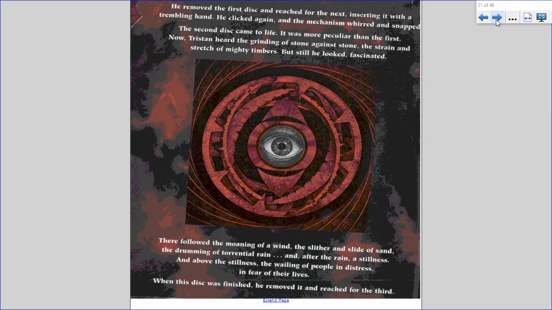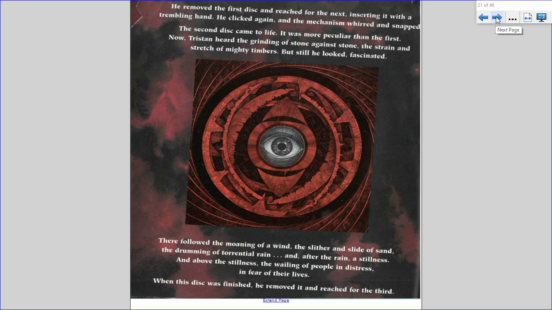He removed the first disc and reached for the next, inserting it with a trembling hand. He clicked again, and the mechanism whirred and snapped. The second disc came to life. It was more peculiar than the first. Now Tristan heard the grinding of stone against stone, the strain and stretch of mighty timbers, but still he looked, fascinated. There followed the moaning of a wind, the slither and slide of sand, the drumming of torrential rain, and after the rain a stillness, and above the stillness the wailing of people in distress, in fear of their lives. When the disc was finished, he removed it and reached for the third.